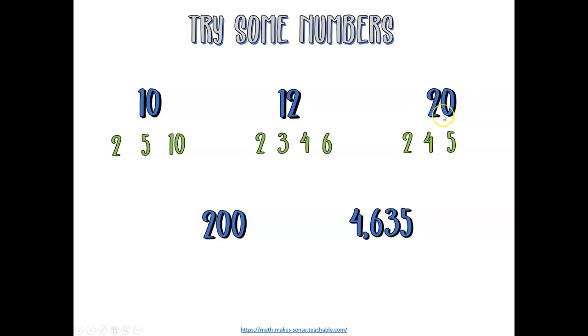5 works because it ends in a 5 or 0. 6 does not work because we don't have a 2 and a 3. 9 does not work because it's 2 plus 0. It does not equal 9. And then 10 does work because it ends in a 0.